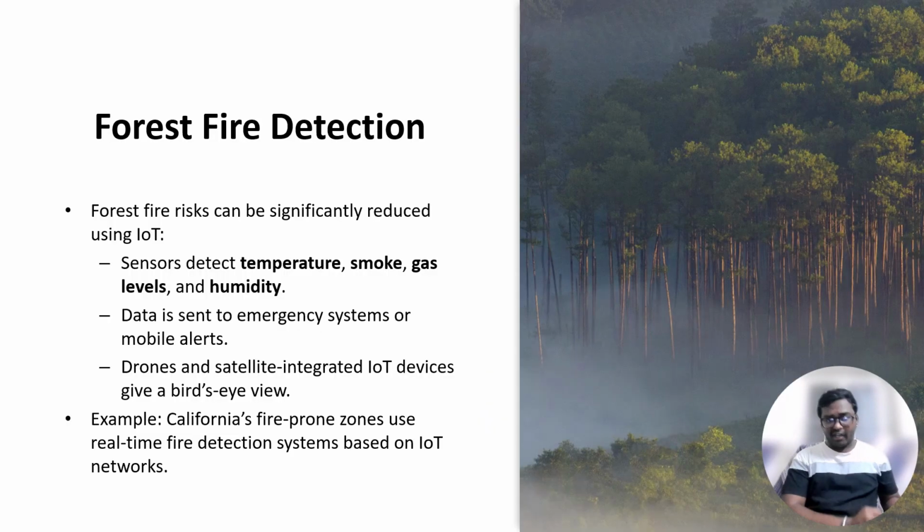Forest fire detection. Forest fire risk can be significantly reduced using IoT, Internet of Things, like sensors detect temperature, smoke, gas levels, and humidity. It means the sensors will detect temperature around the forest. Like if there is fire, the temperature will be high, and the sensor sends a notice or emergency alert to the emergency systems. It can also detect smoke, gas levels and humidity. Data is sent to emergency systems or mobile alerts. Drones and satellite-integrated IoT devices give a bird's eye view. Example, California's fire-prone zones use real-time fire detection systems based on IoT networks.